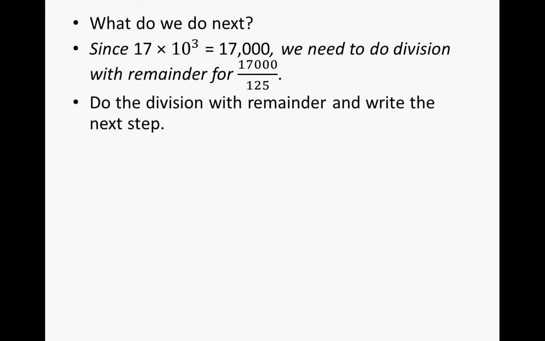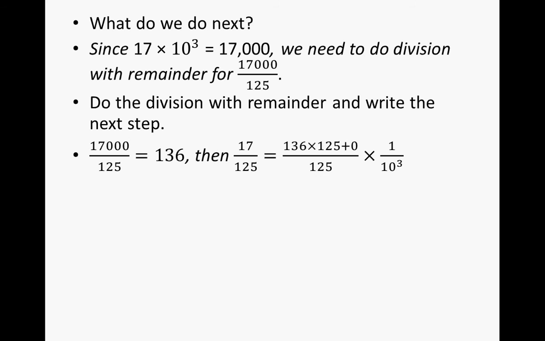So do the division with the remainder and write the next step. Go ahead and pause the video until you are done. You should have 17,000 over 125 is 136. Therefore, 17/125 is 136 times 125 plus 0 over 125 times 1 over 10 to the third power.